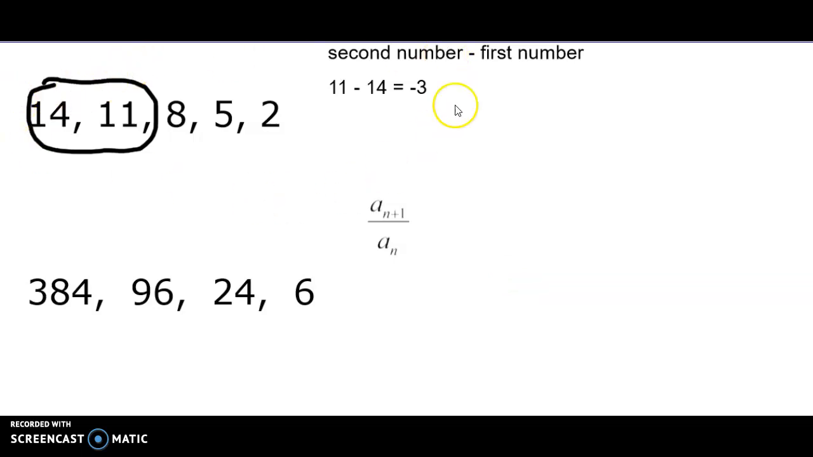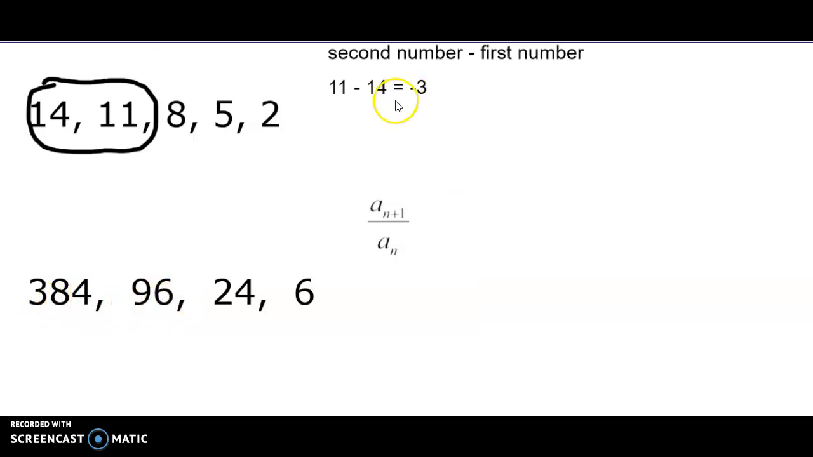Okay, so in this problem, we found the common difference because this was an arithmetic sequence. You had to add or subtract to get to the next number. Now this list of numbers is definitely going to be a little different. There's no way to just subtract two numbers to get to the next one.